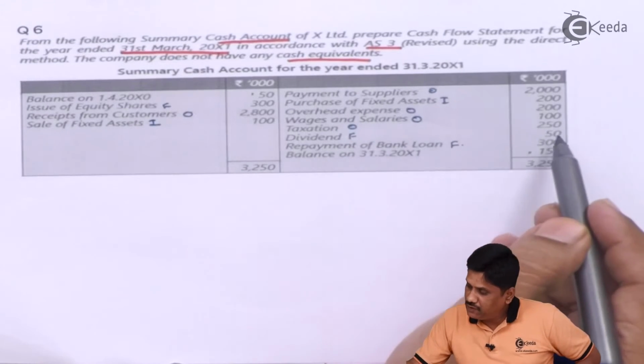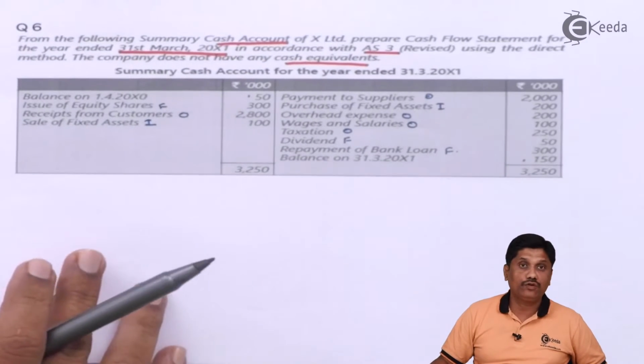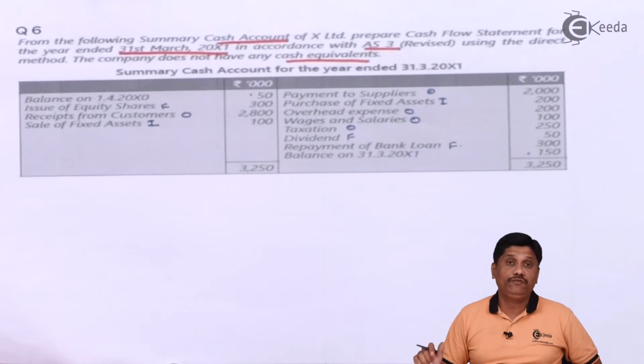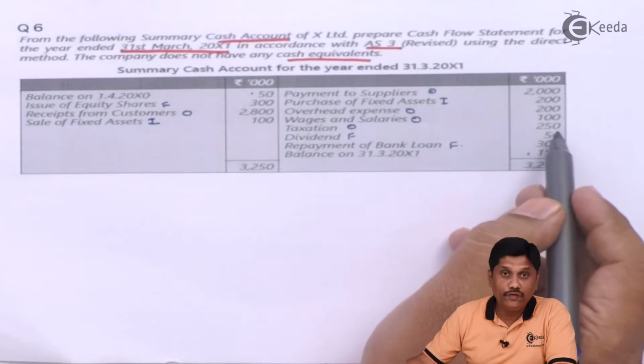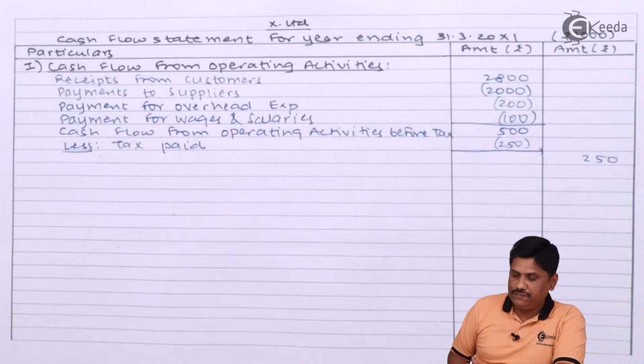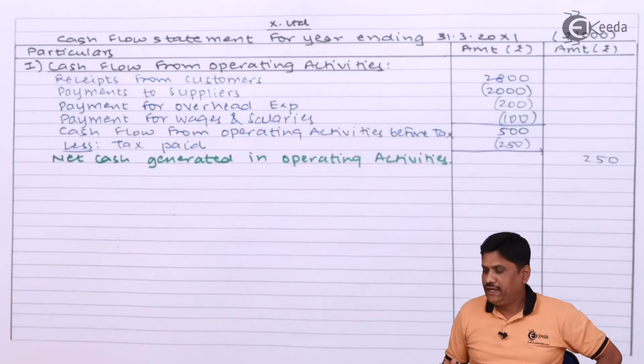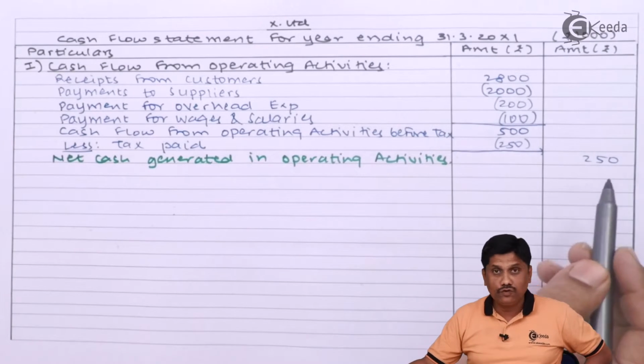How much tax is paid? 250. But before that we will show cash flow from operating activity before tax. From that we will minus tax paid, 250. Final answer is 250. That is net cash generated in operating activity. So net cash generated from operating activities is 250.